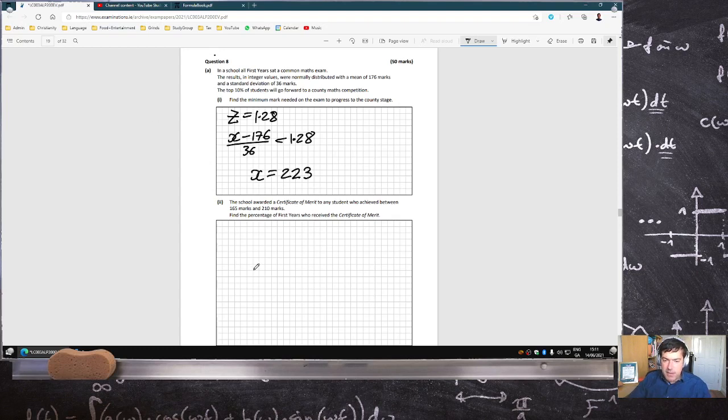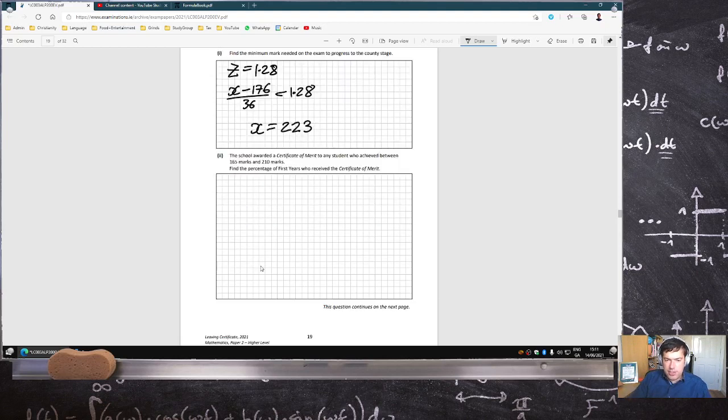The school awards a merit certificate for anybody between 165 and 210. Find the percentage. Okay, this is our bell curve. 165 and 210. So it'll be 165 minus 176 over 36. So that Z is a minus 0.305. And then the other Z, if you just put in 210 instead.